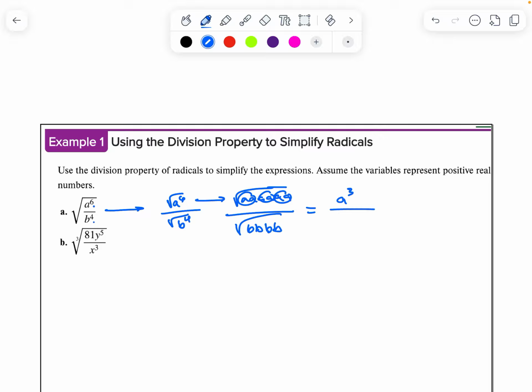Please go back and rewatch that video about simplifying radicals if you're not familiar with this. For B, there are 2 sets of those buddies. They get to come outside.